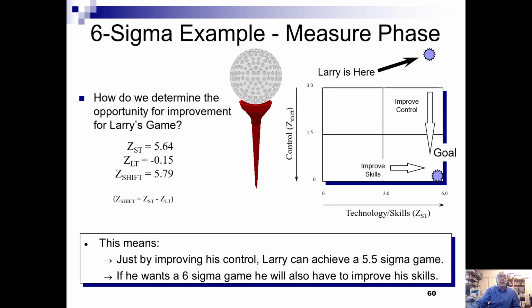How do we determine the opportunity for improvement for Larry's golf game? This means just by improving his control, he can achieve a 5.5 sigma gain. If he wants a 6 sigma gain, he will also have to improve his skills.